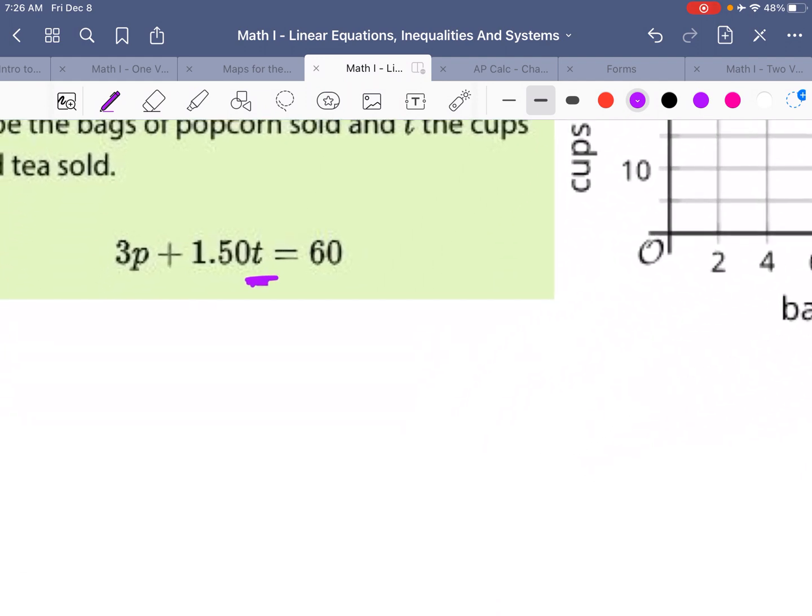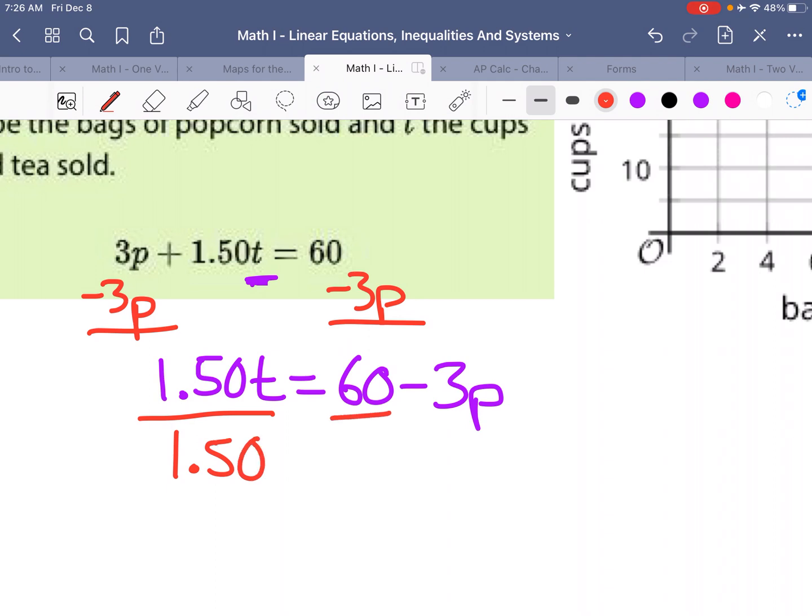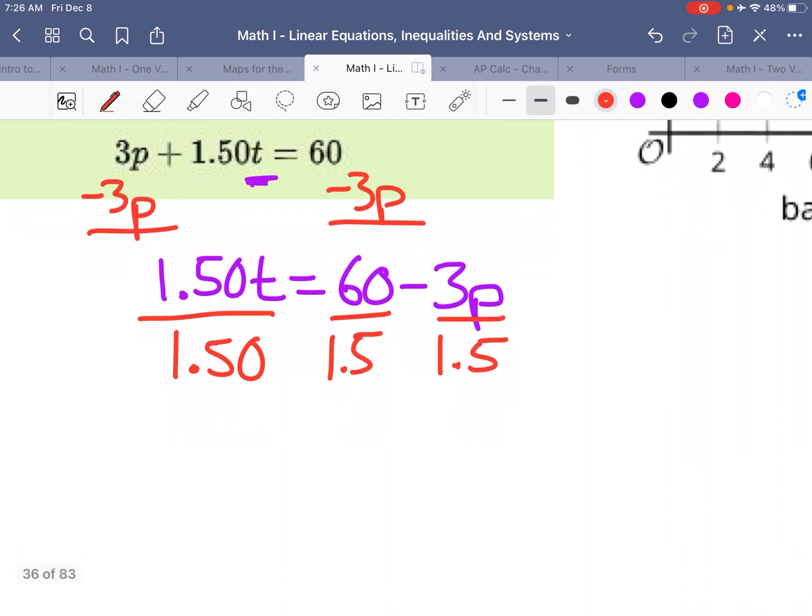Looking at the equation, on the left side I have 3p that I don't want there. And the way that we take something away in math is we subtract. So I'm going to take away 3p. Now, if I take away 3p from the left side, I've got to take away 3p from the right side to maintain the balance of this equation. And I'm left with 1.50t equals 60 minus 3p. And then I want 1t, not 1.5t, so I'm going to divide both sides by 1.5. I'm going to divide everything by 1.5, and I'm just going to leave off the 0 because it doesn't matter.